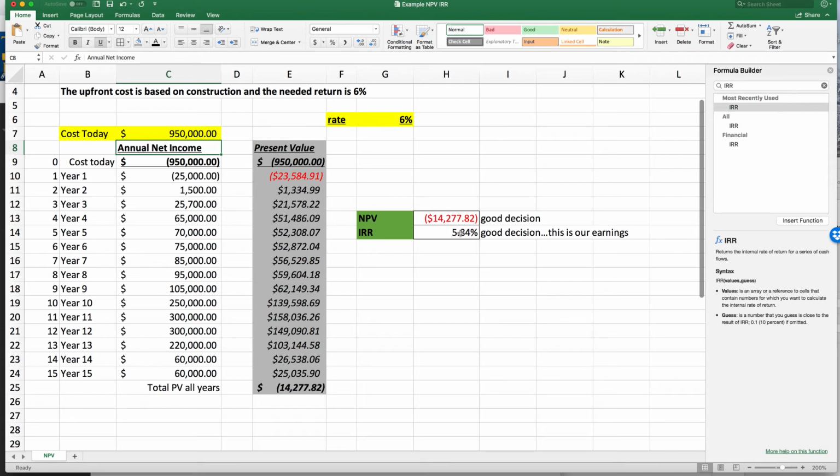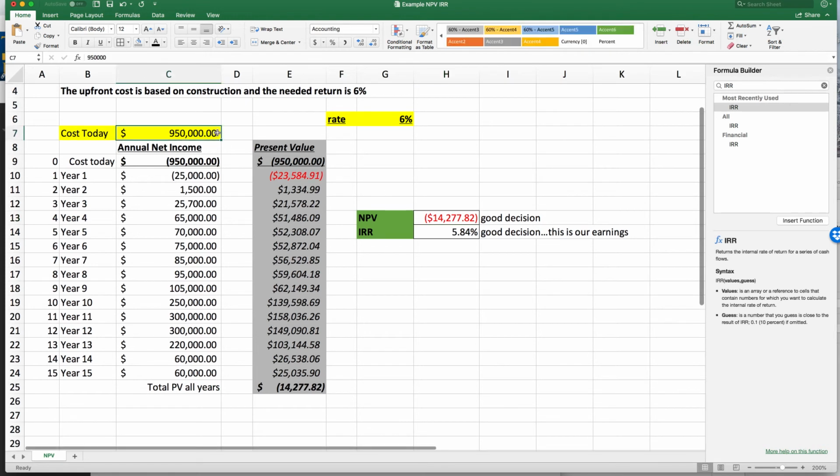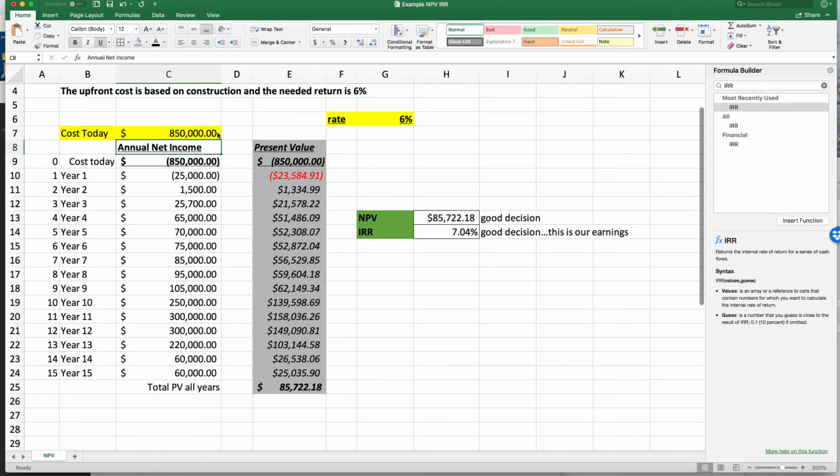Well, how bad is it? Well, it looks like it's negative. That's a problem. We're earning 5.84% on our earnings. We needed 6. That's why that's negative. So we see this as a problem. So what if we go back and say, you know what, $850,000 is the kind of bins we need to build, but our incomes aren't right. We're not really going to be able to do as well as we thought.